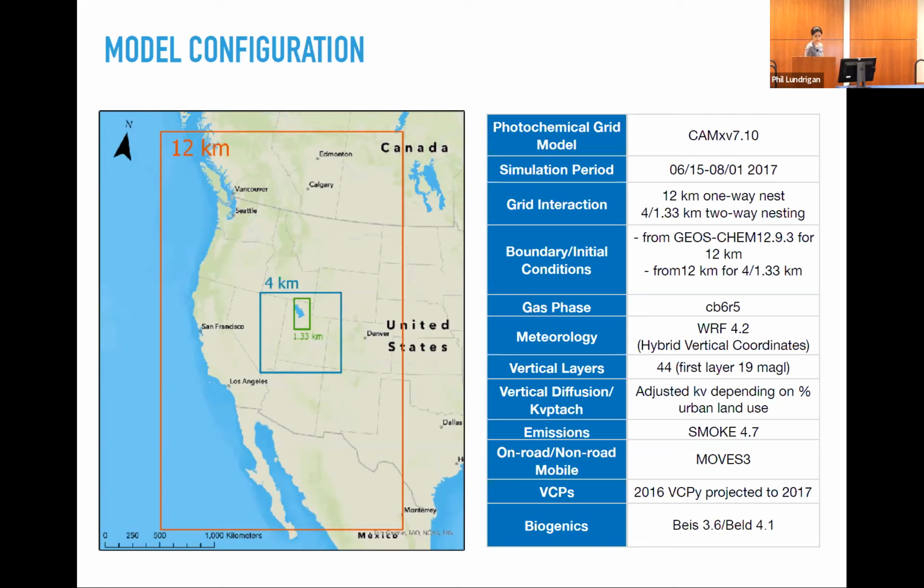For gas phase chemistry, we use the CB6R5 chemical mechanism. I think it's the latest chemical mechanism in CAMx, but it does not include halogen chemistry. Meteorological inputs were derived from WRF, where we used a hybrid vertical coordinate system to better represent the complexity of the terrain in Utah. We had 44 vertical layers, and we adjusted vertical diffusivity over urban areas to enhance mixing that happens overnight.